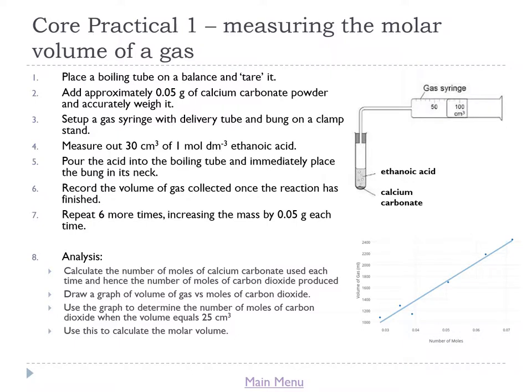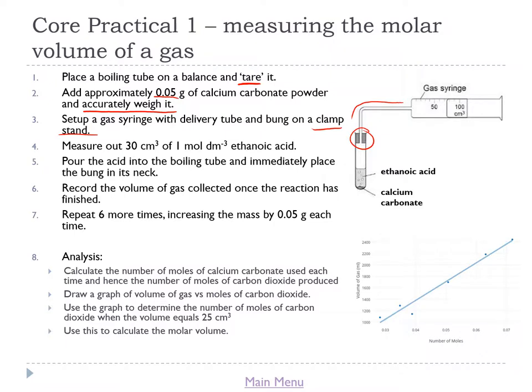The practical is about measuring the molar volume of a gas, and it starts off by placing a boiling tube on a balance and taring it. That means pressing the zero button, so the balance now reads zero. Then we're going to add approximately 0.05 grams of calcium carbonate powder and accurately weigh it. What that means is it doesn't need to be exactly 0.05, but whatever the mass is, we need to know it exactly. We're going to set up a gas syringe with a delivery tube and a bung and clamp it in place on a clamp stand. So here's our delivery tube and here's our bung.